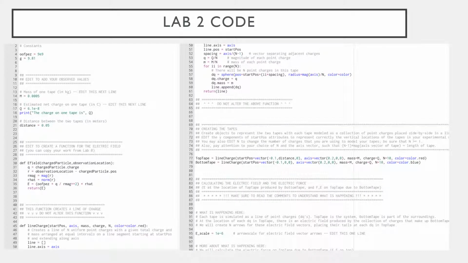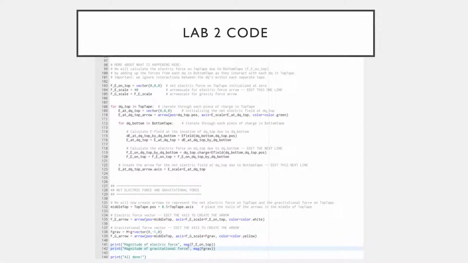This is my code for lab 2. We have the constants on top. Then we use our code from lab 0 that created our electric field. From there we create our top and bottom tapes. Then we create arrows for our gravitational force. Then we create an arrow for our electric field force at every point. And then we have an overall net electric field force. Then we print out the magnitude of the electric force, the magnitude of the gravitational force, and print all done.